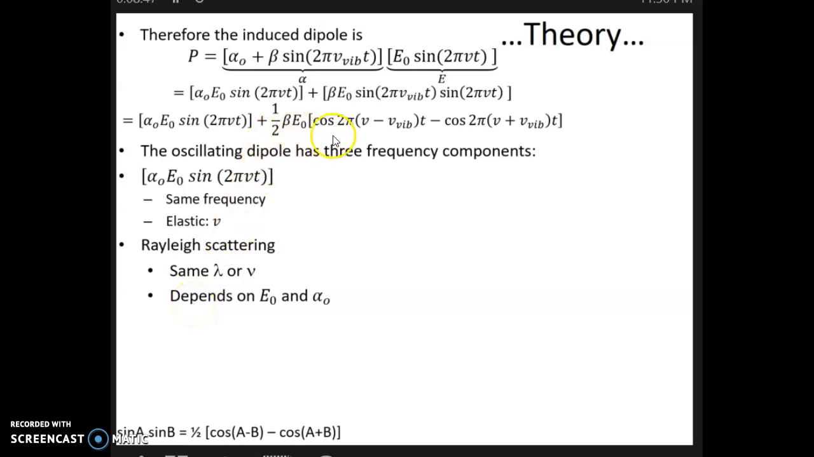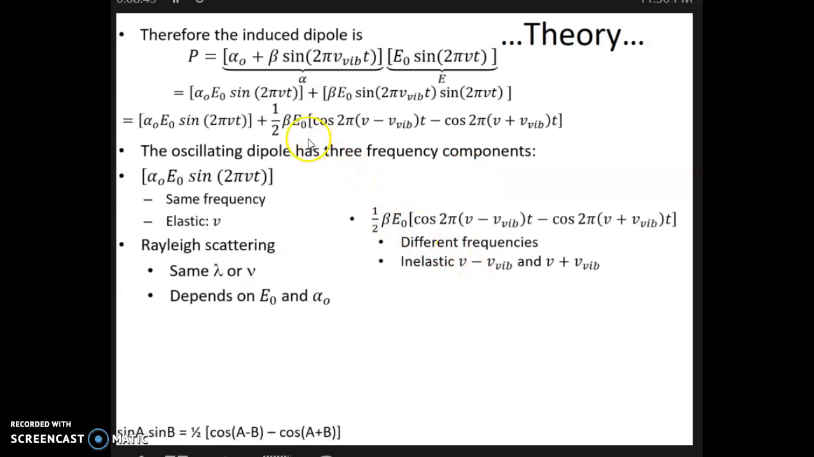Now let's look at this other section. So this is half b naught cos 2 pi (v minus v vib) t, that's our focus, and the other part cos 2 pi (v plus v vib) t. So you will see that the frequency has been shifted. So rather than just the frequency of the incoming light being scattered, we have a frequency corresponding to v minus v vib, and another one corresponding to v plus v vib. Because they are different frequencies, we say that this is inelastic scattering.